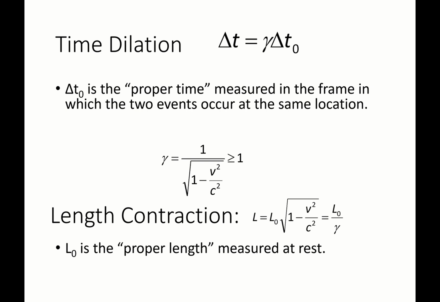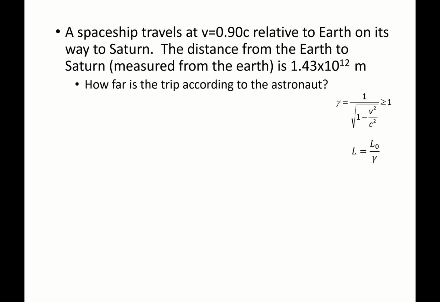That factor gamma is 1 over the square root of 1 minus v squared over c squared, and it's always a number greater than 1. So the time measured in the frame that's not the proper frame is always longer than the time in the proper frame. Length contraction. The proper length is the length measured in the frame where the object is at rest, and the length gets smaller by a factor of gamma. So L is equal to L0 over gamma. So let's do some calculations and see how this works.